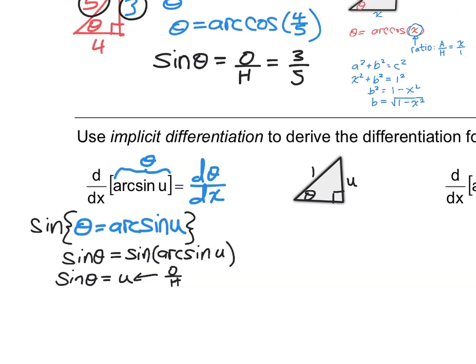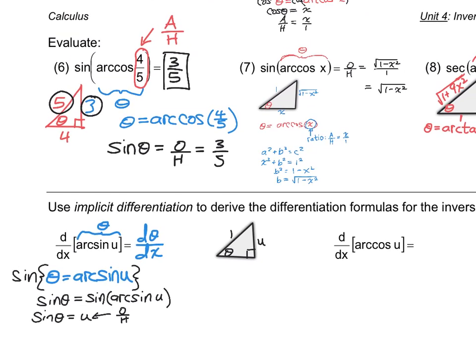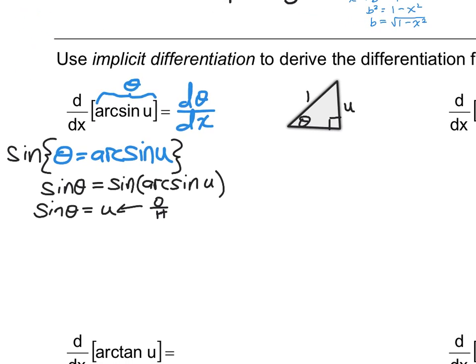I'm going to kind of steal the work that we did before, because with arc cosine, when we knew one side was x and the hypotenuse is 1, the other side ended up being the square root of 1 minus x squared. So there's no reason to think that this would be any different than the square root of 1 minus u squared.